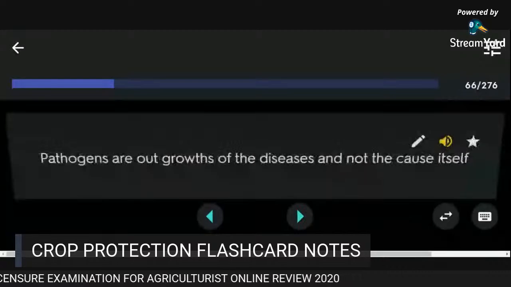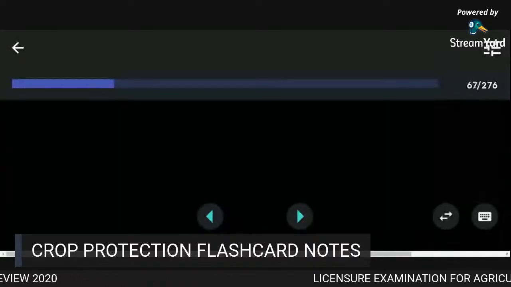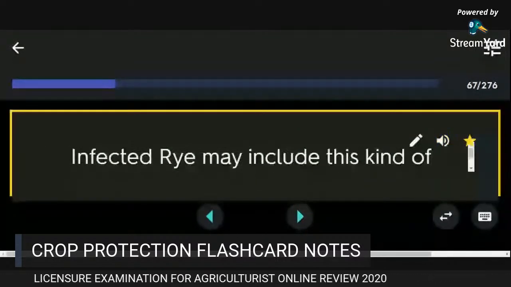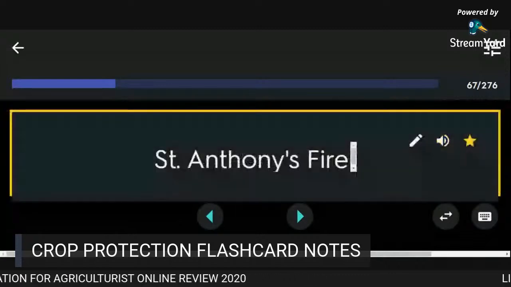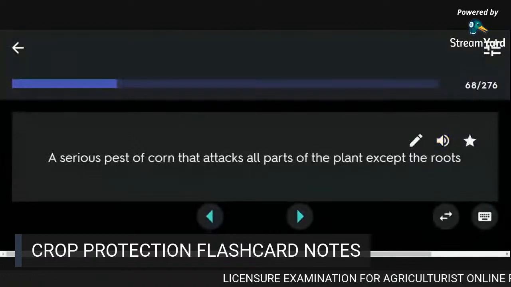Pathogens are outgrowths of the diseases and not the cause itself. Infected rye may include this kind of disease. Saint Anthony's fire. A serious pest of corn that attacks all parts of the plant except the roots. Corn borer.